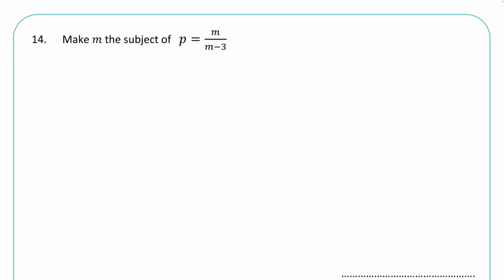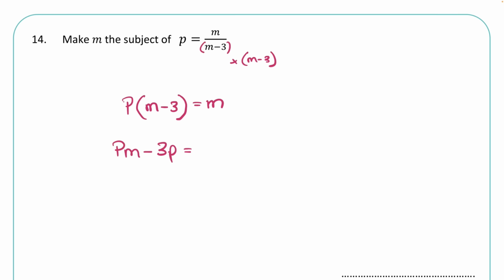Question 14 is making m the subject of a formula. So we need to multiply this denominator over. I tend to always put it in a bracket. And when we times by m minus 3, both sides, we get p lots of m minus 3 is equal to m. We need to expand this left-hand side. So pm minus 3p equals m. We're trying to make m the subject. So we want the m's on the same side. So we can add 3p to the other side. And then we'll minus the m over, and we get pm is equal to m plus 3p minus the m to the left.